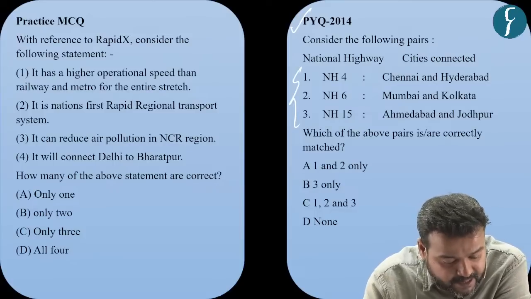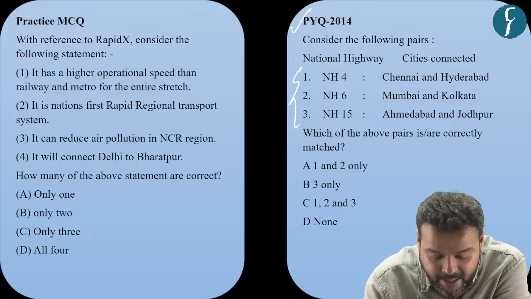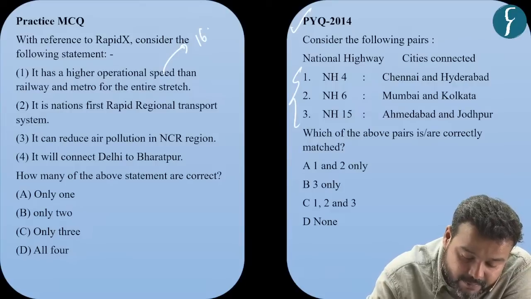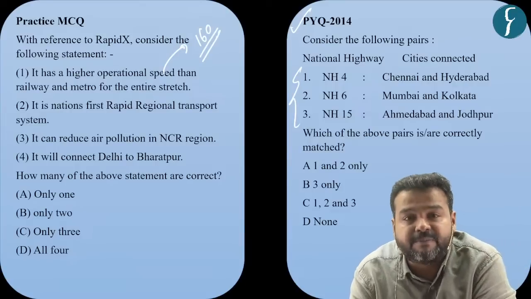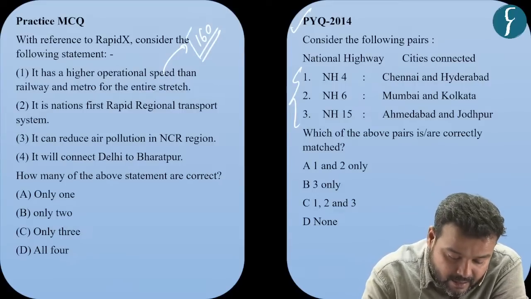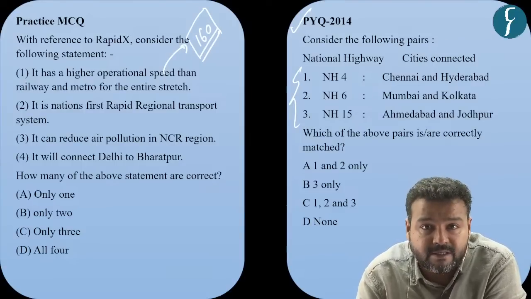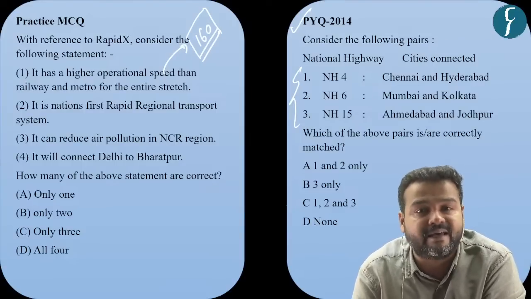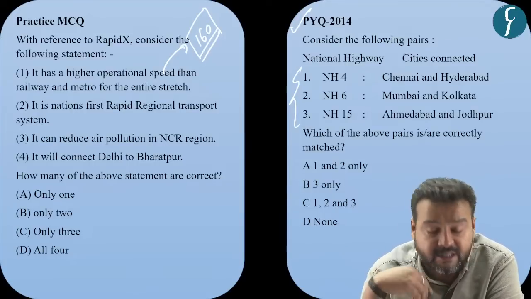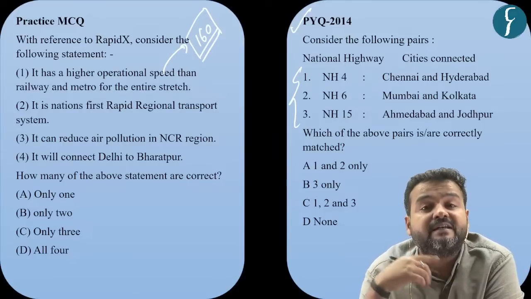Now, first statement says that it has higher operational speed than railways and metro for the entire stretch. Now, this statement is correct because as per the website, RapidX will be having the highest maximum permissible operational speed of 160 for the entire stretch. Now, someone will say that Gatiman Express or Shatabdi Express has similar speed, but that is not for the entire stretch.